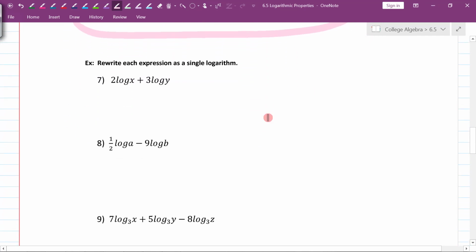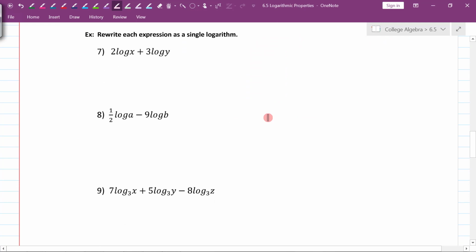All righty, I hope you're doing well. This one says, write each expression as a single logarithm. So basically what we're going to be doing is working backwards. We're going to be putting things back together. I always like to say we're going to smash things back together. We broke everything apart, now we're going to put it back together.